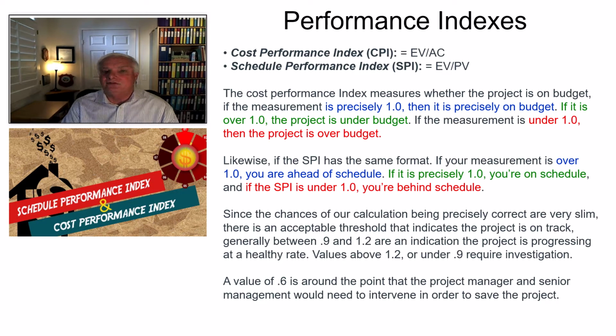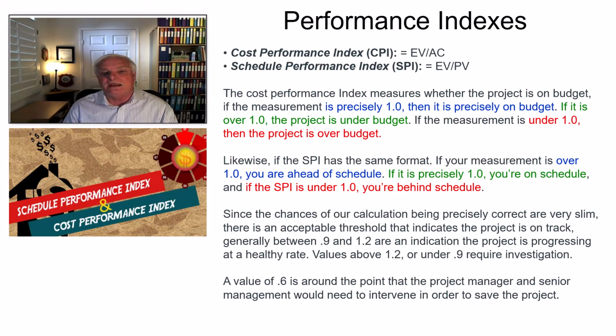Likewise, now let's talk about schedule performance. It has the same format. If your measurement is over 1.0, so if your SPI is over 1.0, you're ahead of schedule. If it's precisely 1.0, you're right on schedule. But if it's under 1.0, you're behind schedule. And the same thing would go here.